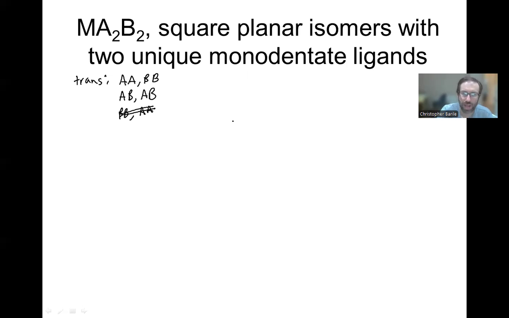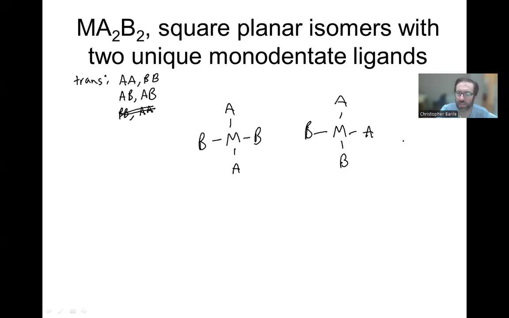So we have two answers here. We have the one where A and A are trans from one another and B and B are trans from one another. And then our other answer is where A and B are trans from one another and A and B are trans from one another.